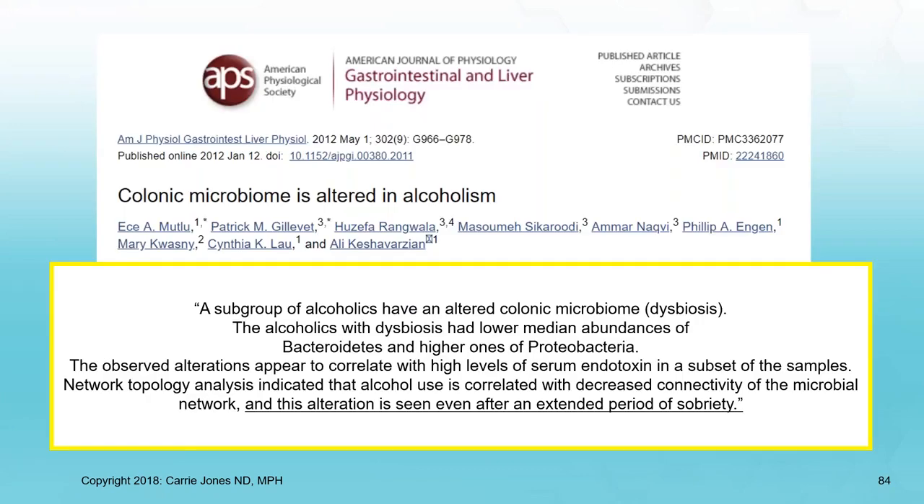And in this study, they found that a subgroup of alcoholics had an altered colonic microbiome. And even if they completely stopped drinking, the alteration for the worse was seen even in an extended period of sobriety. And so you might have to do a lot of work with people who have a current or past history of alcoholism on repairing their gut. And thankfully, as functional health practitioners, we're all pretty skilled at that. We're all pretty prepared for that. So just keep that in mind and ask about current and past alcohol use.